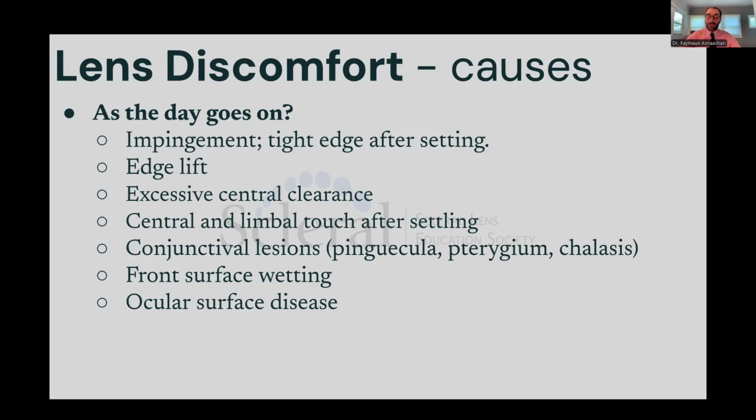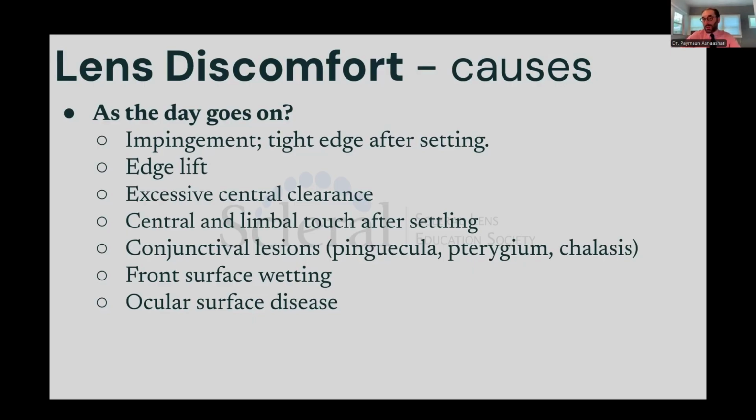Discomfort could also be due to front surface wetting. Patients who have a lens surface with a lot of deposits can experience lens discomfort. It can lead to vision issues. So, you want to address front surface wetting issues if it presents.